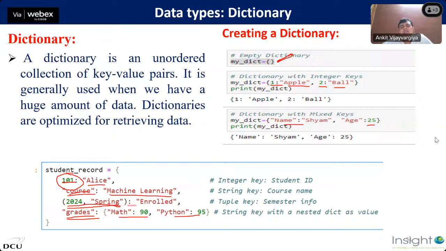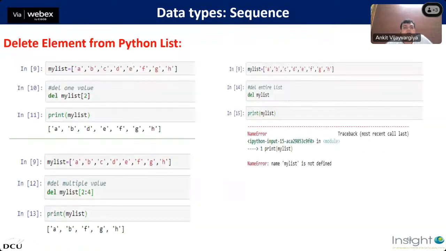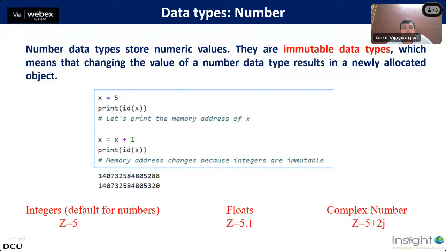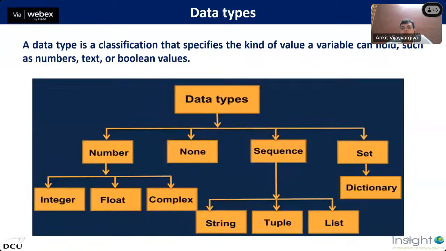Tuple and set. Basically, if we talk about the dictionary, a dictionary is a type of set. List and tuple are ordered data sets, and the dictionary is an unordered data set.